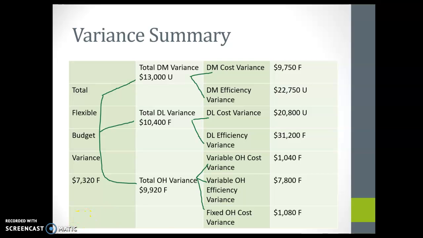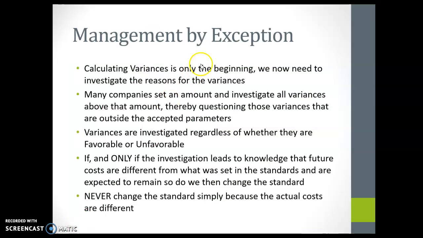And so our next step is to take a look at investigating all of those. And a lot of times we have something called management by exception. Many companies set an amount, like a threshold amount, and any variances that are above that amount are going to be investigated. So if it's only a $500 variance, we're not worried about that, and we would not further investigate it. But if you have tens of thousands of dollars difference, then yes, we're going to investigate that.